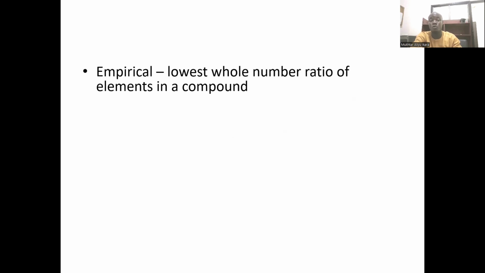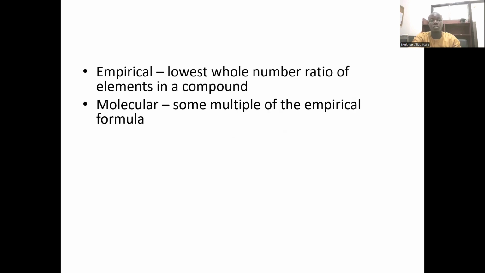Empirical formula is the lowest whole number ratio of elements in a given compound. So when you have a compound, the lowest whole number ratio of the elements that are present in that particular compound is what you call the empirical formula. And molecular formula is a multiple of the empirical formula, which actually shows the exact ratio of elements that are present in a compound.